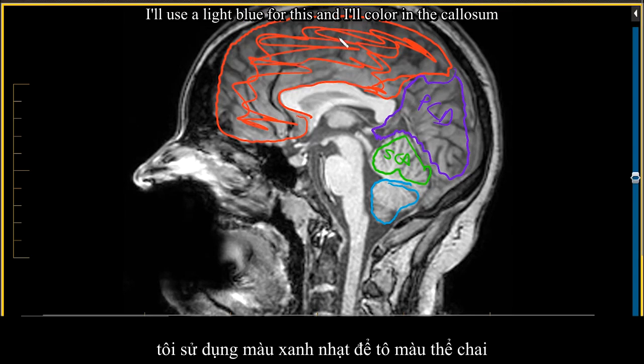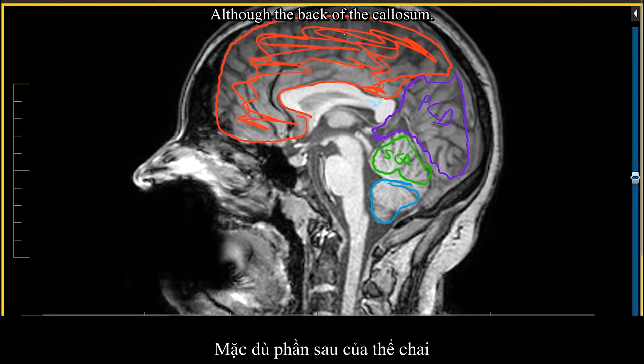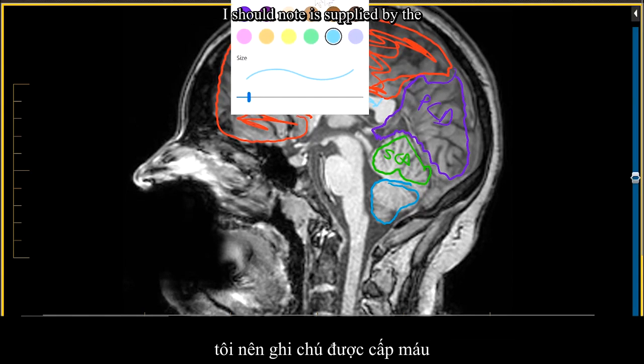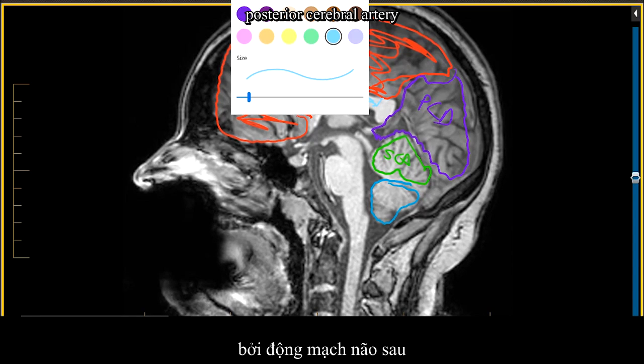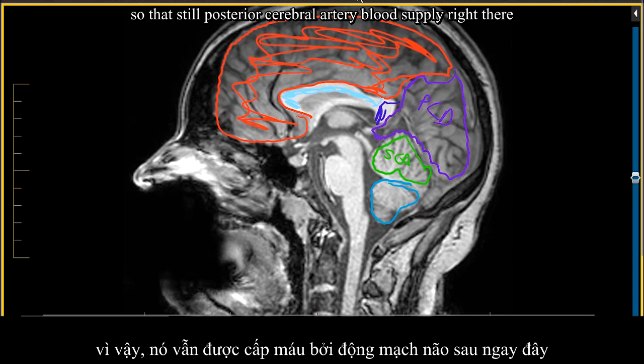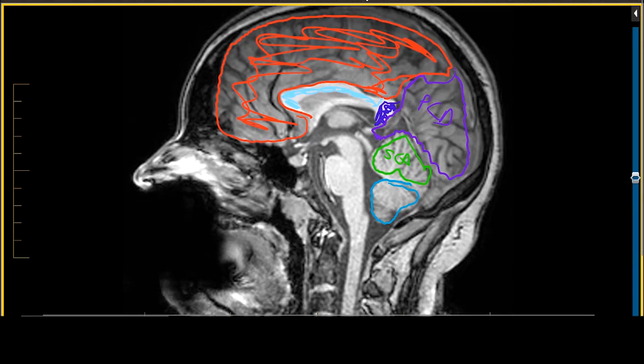I'll use a light blue for this, and I'll color in the callosum. Although the back of the callosum is not supplied by these perforators, the back of the callosum, I should note, is supplied by the posterior cerebral artery. I'll give it a little deeper purple. So that's still posterior cerebral artery blood supply right there.